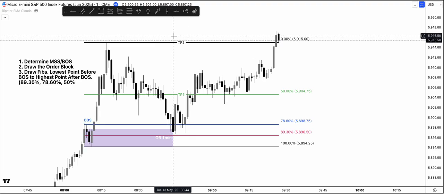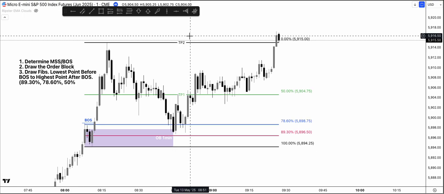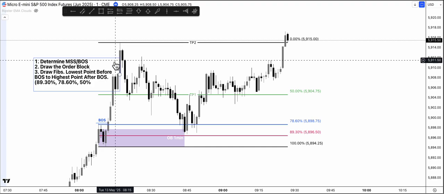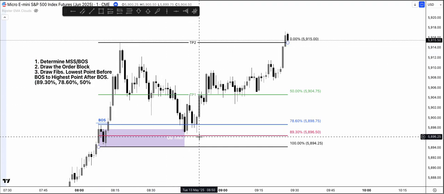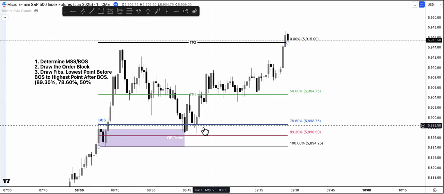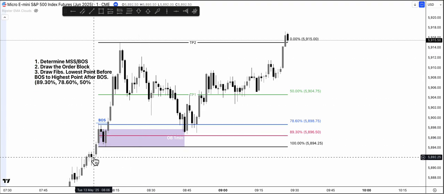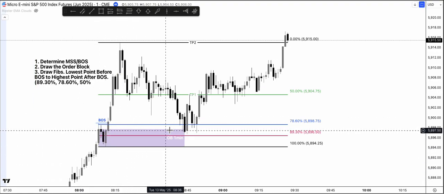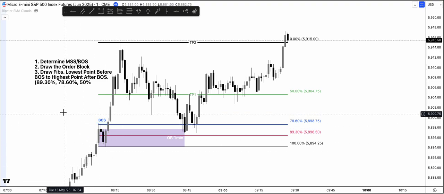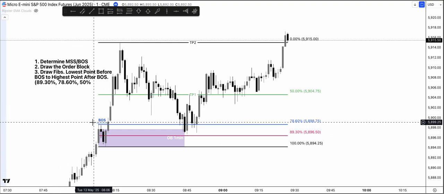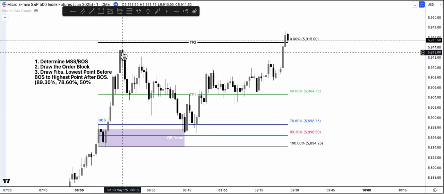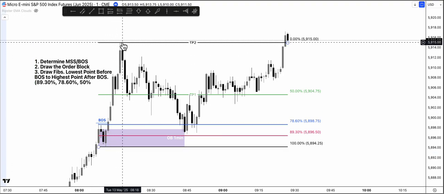I've been trading this and teaching this lately, and some of my followers, students, and members that follow my strategy have been making a lot of money using this model. Very simple strategy. First step, determine the break of structure or market structure shift. From that point, draw the order block, which is this one over here, and then draw the Fibonacci from the lowest point before the break of structure to the highest point after the break of structure or market structure shift.